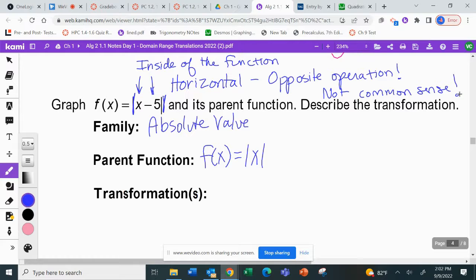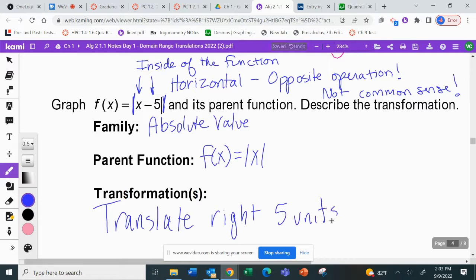So since it's opposite of what I'm seeing here, that minus 5, this transformation is going to be a translate, because we're sliding, we translate right 5 units. So it's just opposite of what you would think would be common sense. But once we have the transformation, it's really easy to graph.